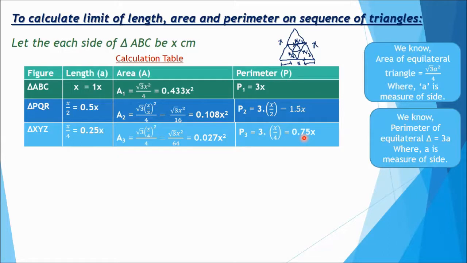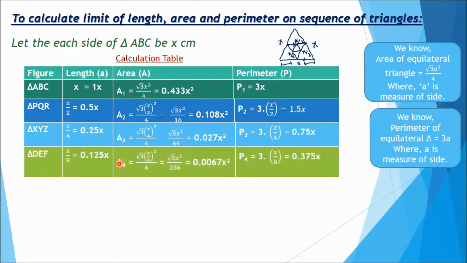Now perimeter also, the value of a is x by 4, that will be 0.75 x. Now again, for the another figure, DEF, half of x by 4, that is x by 8, that will be 0.125 x. Now A4, the fourth area of the fourth figure, will be way less than the previous one, 0.0067 x square. Now we have to replace the value of a. Every time we have to use this formula. The value of a will be x by 8, or you can use 0.125 x. Now the entire calculation will be 0.0067 x square. Now the perimeter also, formula is 3a, so it will be 0.375 x. Now you can do it.